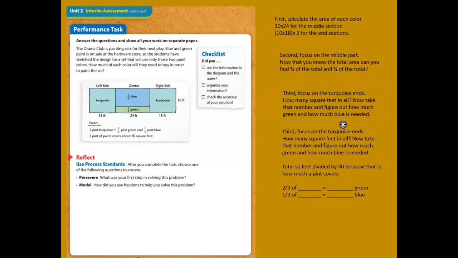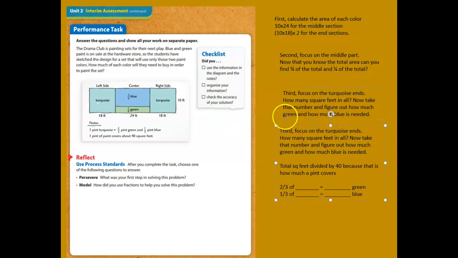And then on those turquoise ends, whoops, this would be 4th. Let me fix that. 4th, focus on the turquoise ends. How many square feet do you have in all with both turquoise ends? Now take that number and figure out how much green and how much blue, and I gave you a little bit of hint down here.